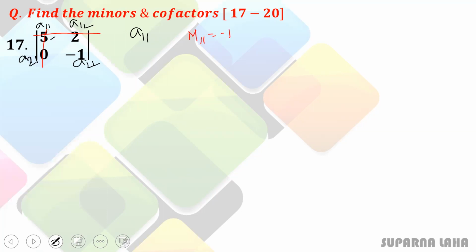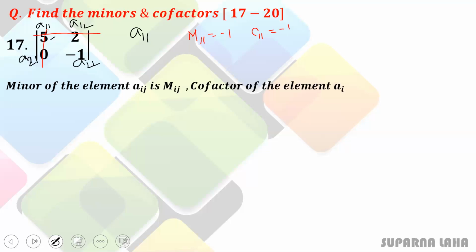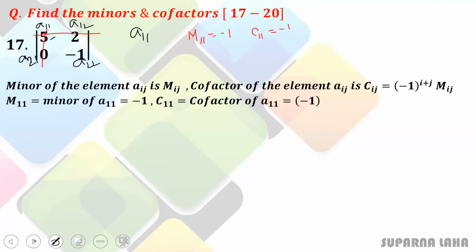And what is C11? C11 is given by minus 1 whole to the power 1 plus 1. That is minus 1 whole to the power 2, so no need to write this as a sign. So write down only minus 1. The minor of this element Aij is given by Mij, and the cofactor I am writing by Cij, that is minus 1 whole to the power i plus j into Mij. So for the first element, the minor is minus 1 and the cofactor is also minus 1.